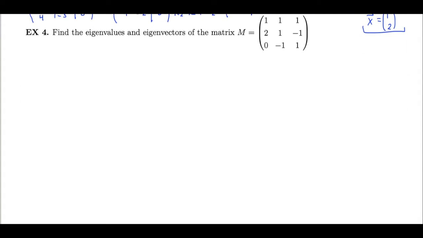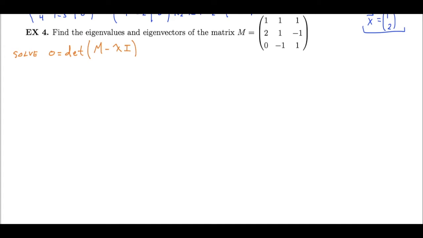All right, in example 4, we're asked to find the eigenvectors and eigenvalues of this matrix M. Note that this is a 3 by 3 matrix, so I'll be required to utilize a technique for calculating a 3 by 3 determinant. And as I mentioned, there's a few different ways to do that, but I'll show you my preferred way as we work through this problem.